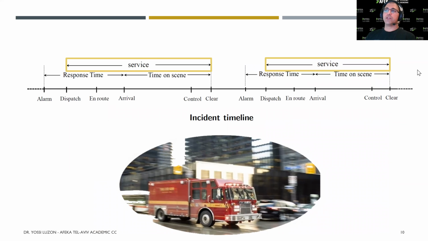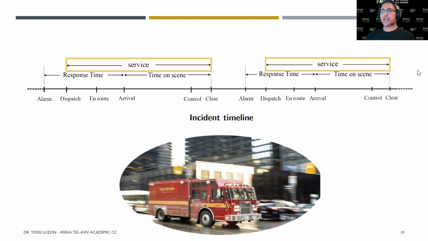A typical timeline of an incident includes several timestamps as it evolves as follows. It starts with the alarm, which is the time of the emergency call to the dispatcher. The next is the dispatch. Dispatch is the instant of a crew assignment to the event. From dispatch to en route is the length of time the staff is in preparation. And the arrival is when the crew declares its arrival to the scene.